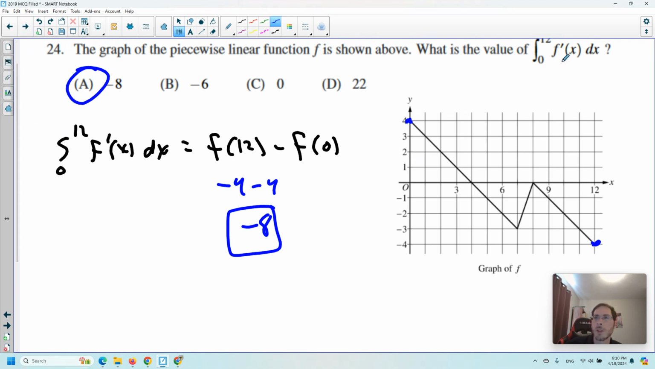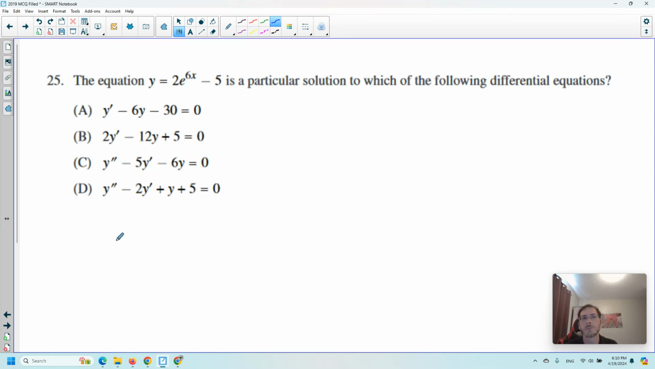So it might look a little bit confusing at first, but again, we want to remember our fundamental theorem of calculus. Equation y equals 2e to 6x minus 5 is a particular solution to which of the following differential equations? All right. Those look kind of tough, but the idea here is we just have to find y prime and see if it works. So that's actually not too bad.